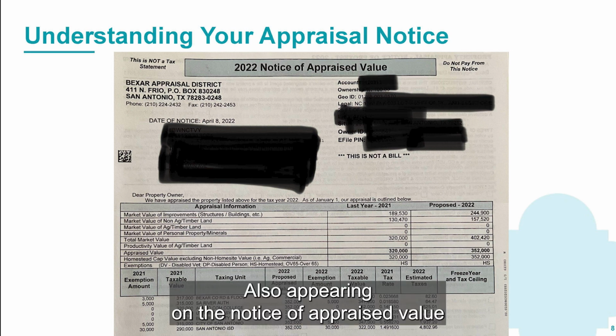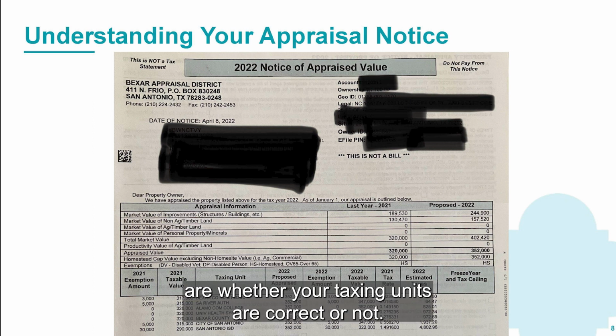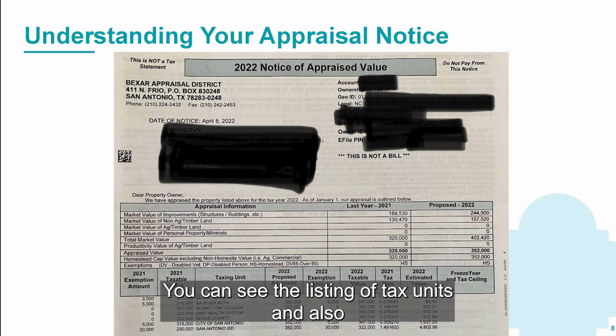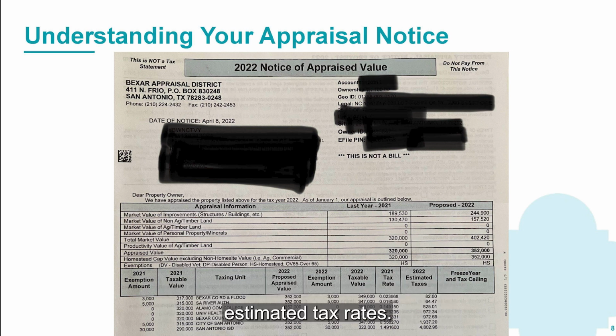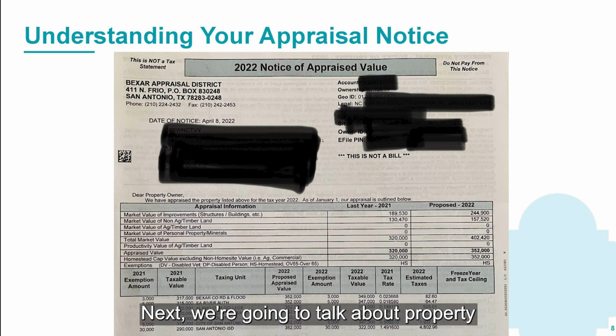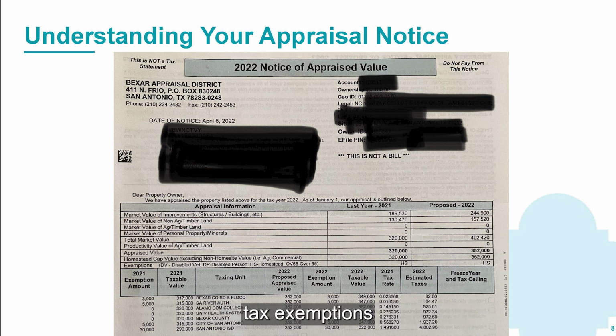Also appearing on the Notice of Appraised Value are whether your taxing units are correct or not. You can see the listing of tax units and also estimated tax rates. Next, we're going to talk about property tax exemptions.